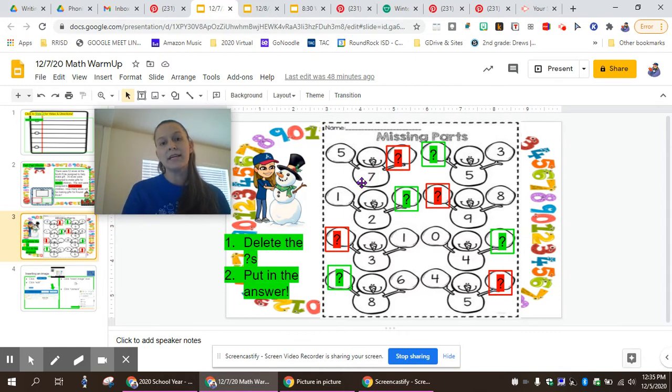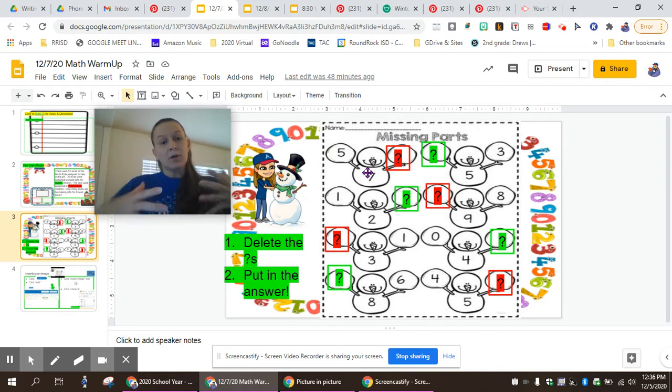Okay, so when you look at your snowman, we're going to do one together, and then I'm going to let you do the rest of them. Okay, it does tell you on number one, delete the question marks, so backspace on it if you're wanting to do the typing, and then to type in the answer. Okay. And I would do it on the slide. I would not try to draw it. It would just take more time to draw, but you can if you want to on paper.